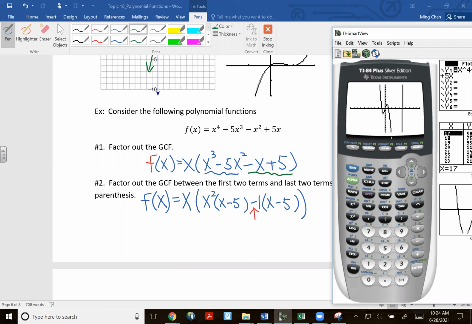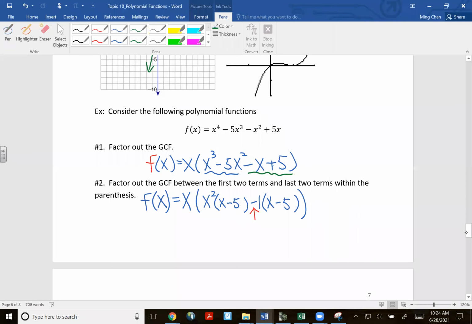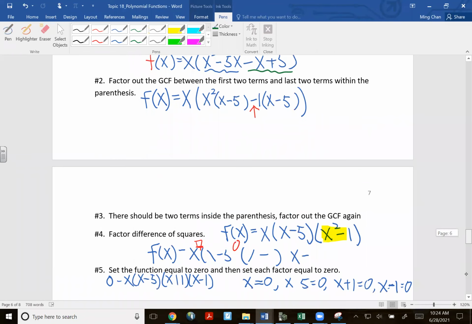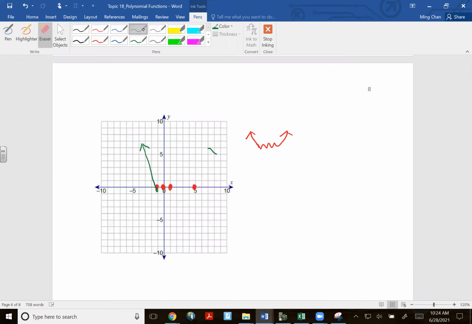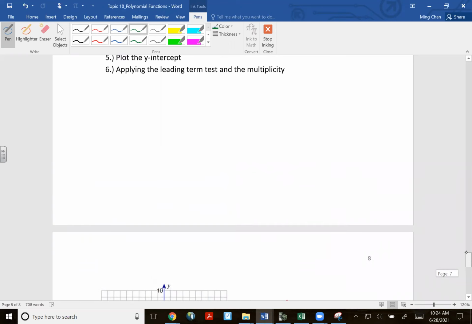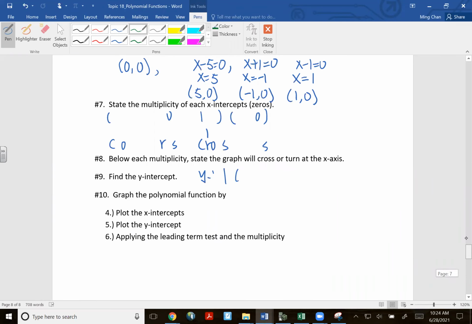So this part is actually way down. That right side is supposed to dip a little bit lower. But at least I know what I'm doing is correct. Cross, cross, cross, and then come up. There you go, something like that. When you sketch this on the homework, it doesn't have to be perfect. The idea is to know what the picture should look like based on the multiplicity. All right, so that concludes part 2 of topic 18.